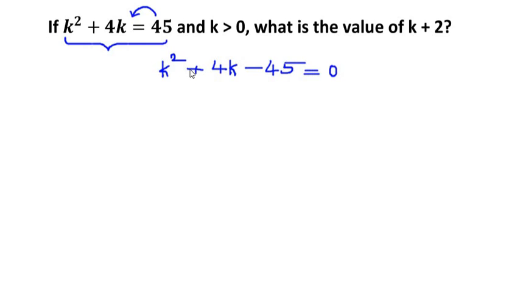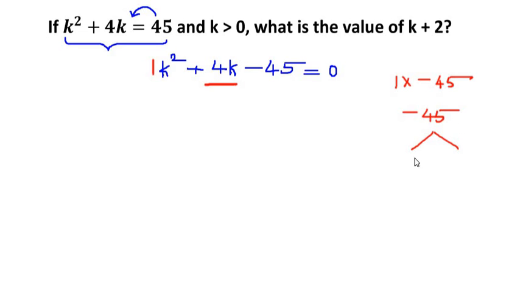So one thing you can think about is the splitting the middle term method, where we are going to multiply the coefficient of the first term with the last term. So we get it as 1 times minus 45. So it is minus 45. Now we have to start thinking about the factors which will give you negative 45 when multiplied, and when you add or subtract those factors, they should give you the middle term.